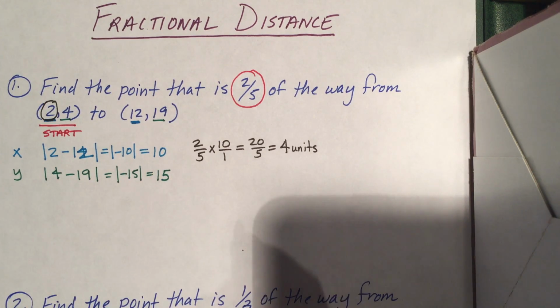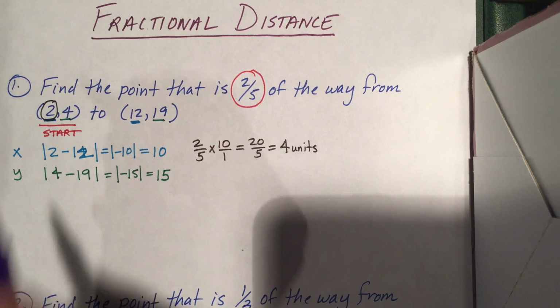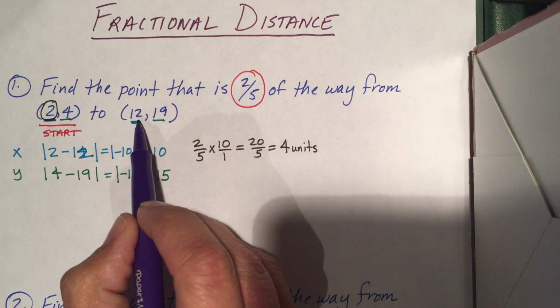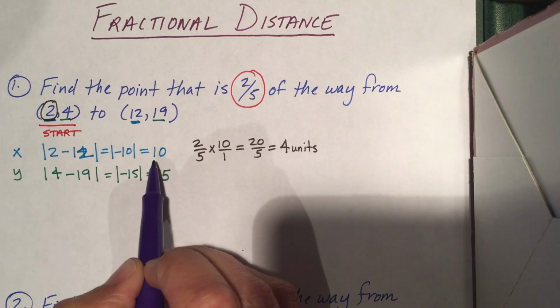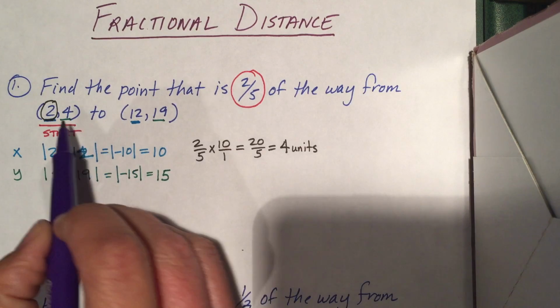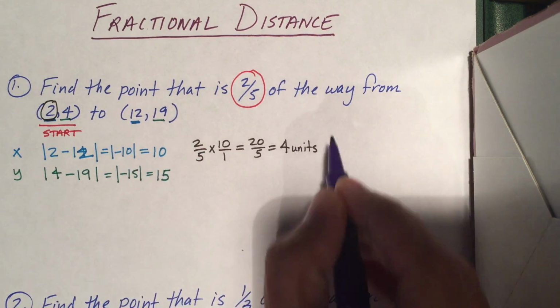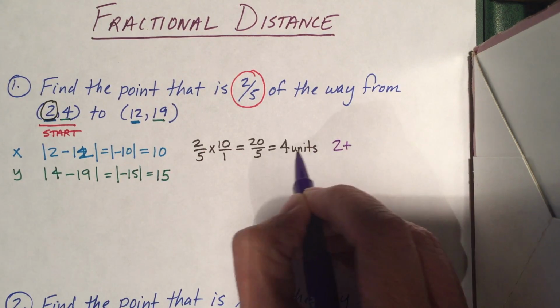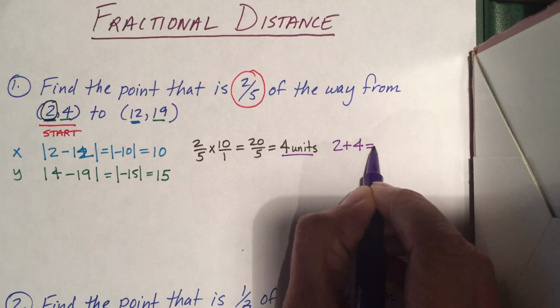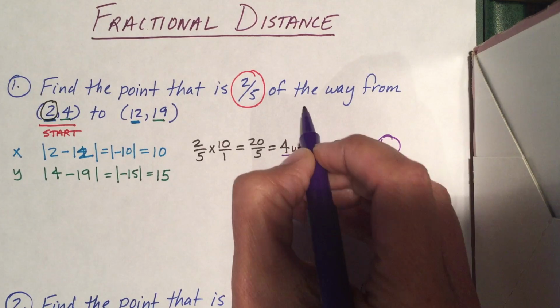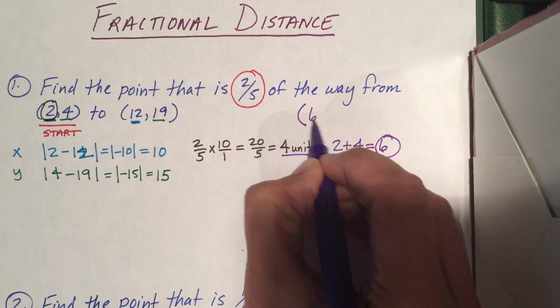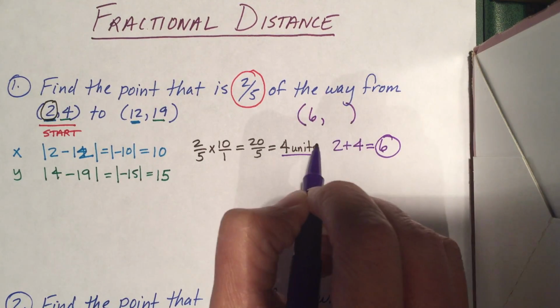So let's now look at what that ends up being. Instead of going 2 plus 10 to get 12 and going the full 10 units, I'm only going to go 2/5 of that distance, which is 4. So instead of 2 plus 10 to get to 12, it's 2 plus the 4 units. And that puts my x-coordinate at 6. So I'm going to go ahead and put the coordinates here. My x-coordinate I'm looking for is 6.